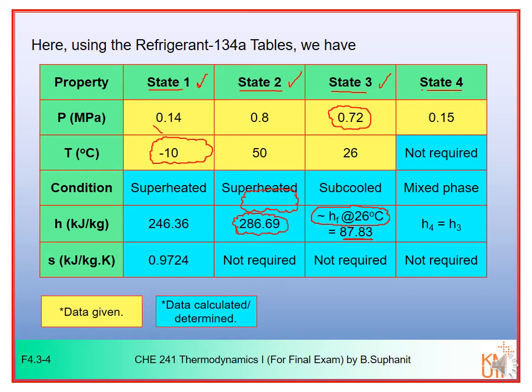And lastly, at state number 4, you know only the pressure value, but you know that as a result of the Joule-Thomson expansion, you will have the same enthalpy value. So you already have H4 equal to H3. You can check that state 4 is in the two-phase region, the mixed phase. So from this summary table, you already have all the enthalpy values, so you can do the energy balance in each process step to determine the energy flow, whether it is the work or the heat flow, easily.